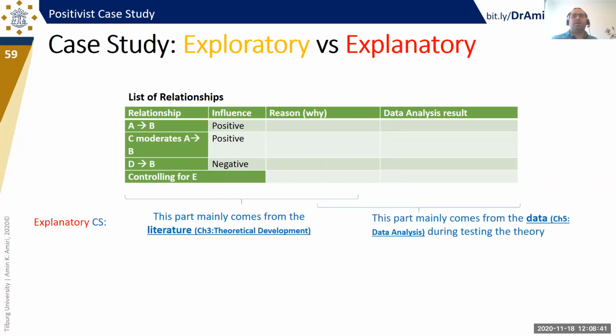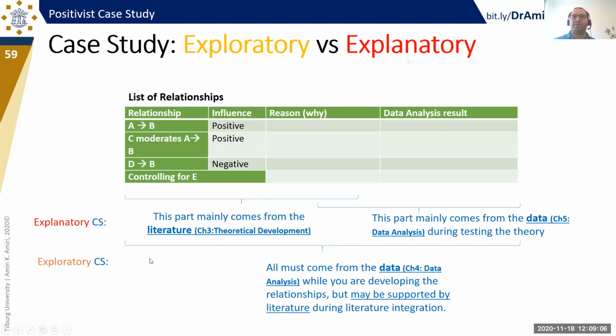So with an explanatory case study, again, the relationship, the reason for the relationships, the influence, they all root in literature. However, supporting this relationship roots in data analysis. And sometimes you may find new whys here. With an exploratory case study, the list of relationships, the table of relationships, is completely based on your data analysis that may be supported by literature later. So most of this is created using data analysis.